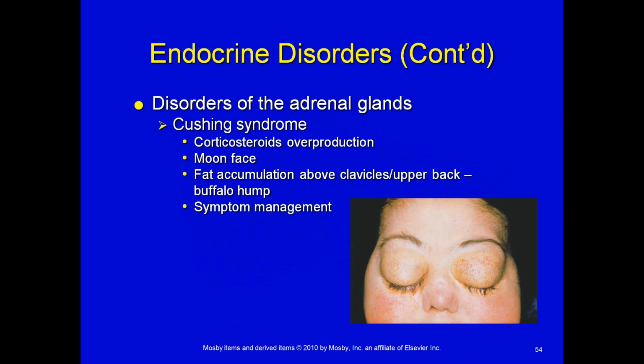Cushing's syndrome is the result of an overproduction of corticosteroids. A person who has Cushing's syndrome overproduces aldosterone and cortisol. As a result, they develop a moon face, a typical big round full moon face with fat accumulation. Here you see it above the eyelids, but certainly above the clavicles and the upper back. They develop what's been called a buffalo hump. They get that hump in the back.